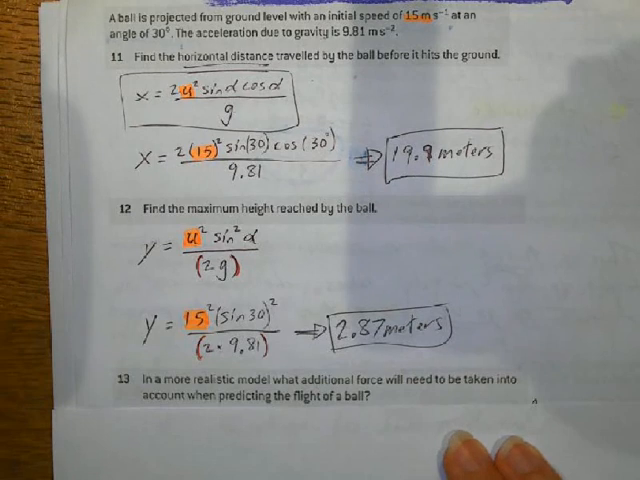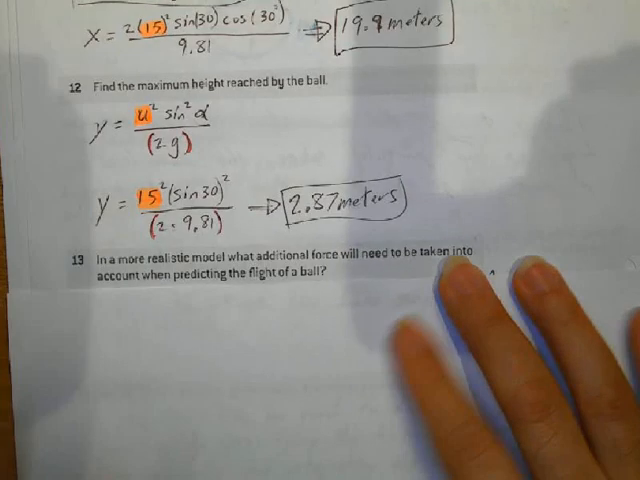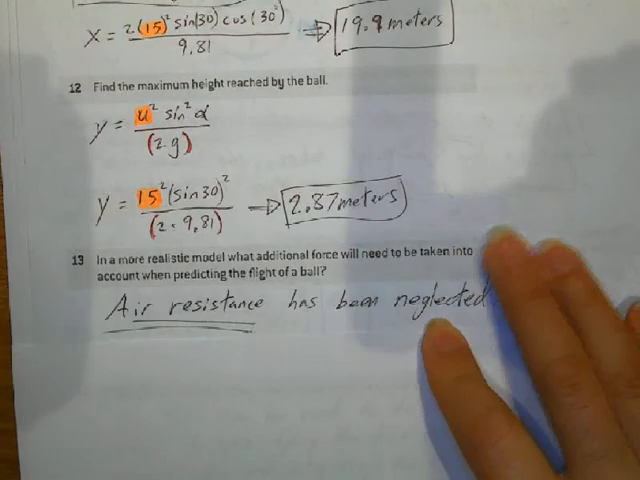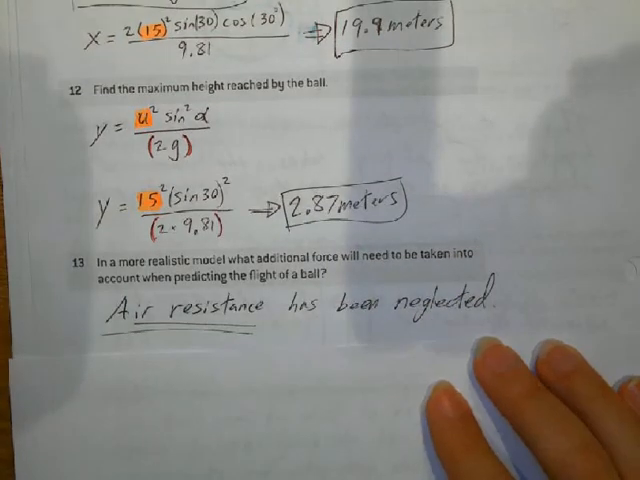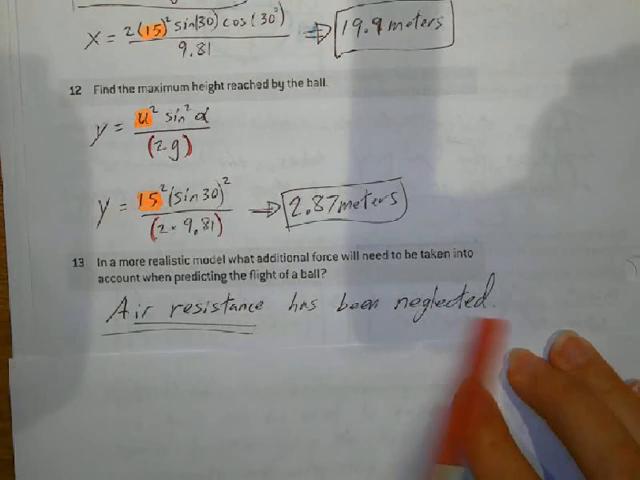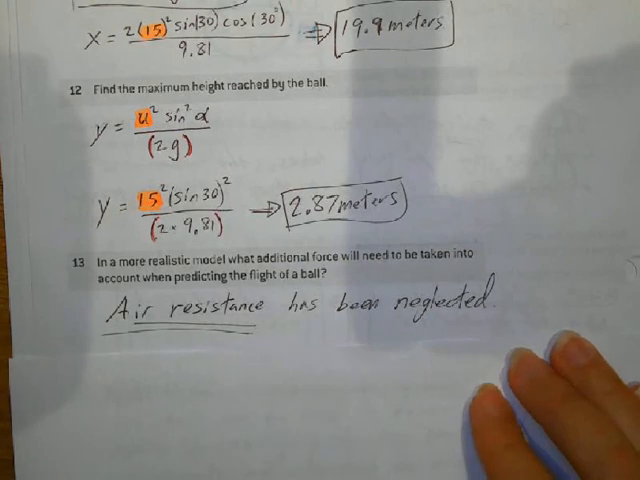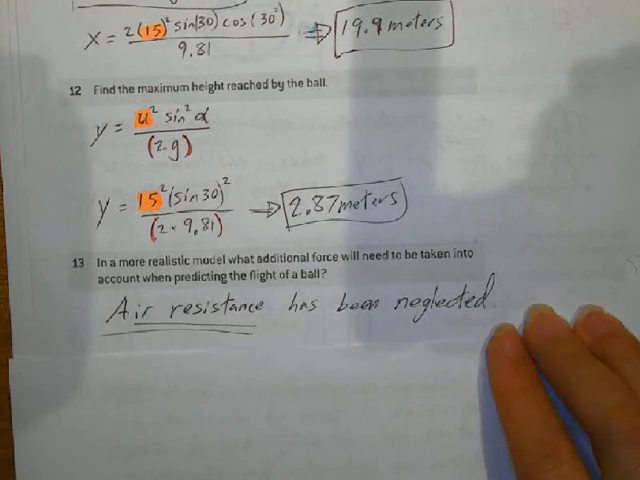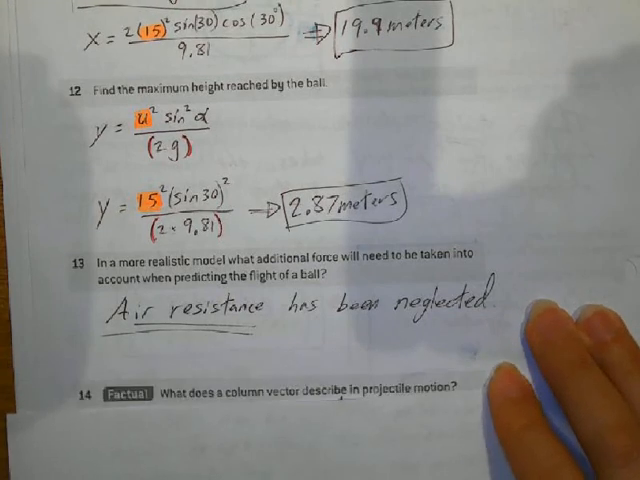Okay, and then, in a more realistic model, what additional force do we need to worry about in predicting the flight of a ball? And so, what we need to worry about is air resistance. But for this course, we're just going to neglect air resistance and not do our calculations worrying about that sort of thing.